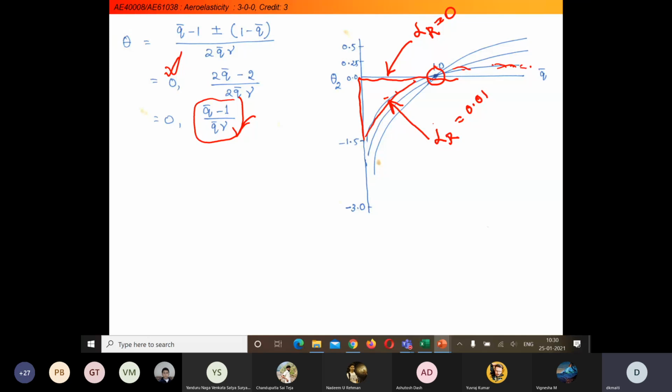Whatever I am getting here, this response is nothing but a stable response. The response for all these points, for alpha equal to some value, is a stable system. So how do we know that this is a stable equilibrium? Whatever I am getting from the equation of equilibrium means that for all these values of theta, it will reach the equilibrium point. But when we come to the stability condition, then we have to find that condition.